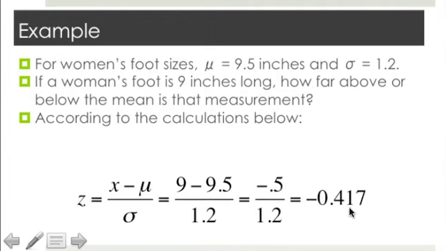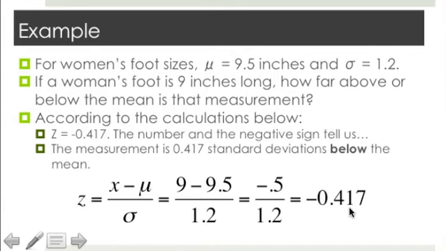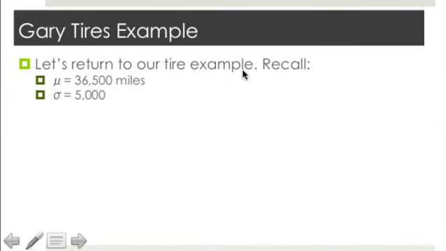Divided by 1.2, and so we get negative 0.417. This z-score, negative 0.417, and its sign tell us that the measurement for this particular foot is 0.417 standard deviations below the mean. We know it's below the mean because this is negative, and we also know it's below the mean because the mean is 9.5. This particular foot's only 9 inches long, and so it's below this value right here. So very straightforward. Let's take a more applied example and begin to explore this a little bit more.